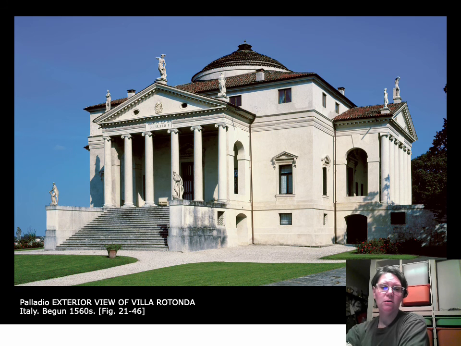This is Palladio's Villa Rotunda. You're looking at the exterior view of the Villa Rotunda. It's near Venice. They began it in the 1560s. And it's a private villa, which means it was only used as a summer residence for who we think were friends of Palladio's. It has a central cross plan.